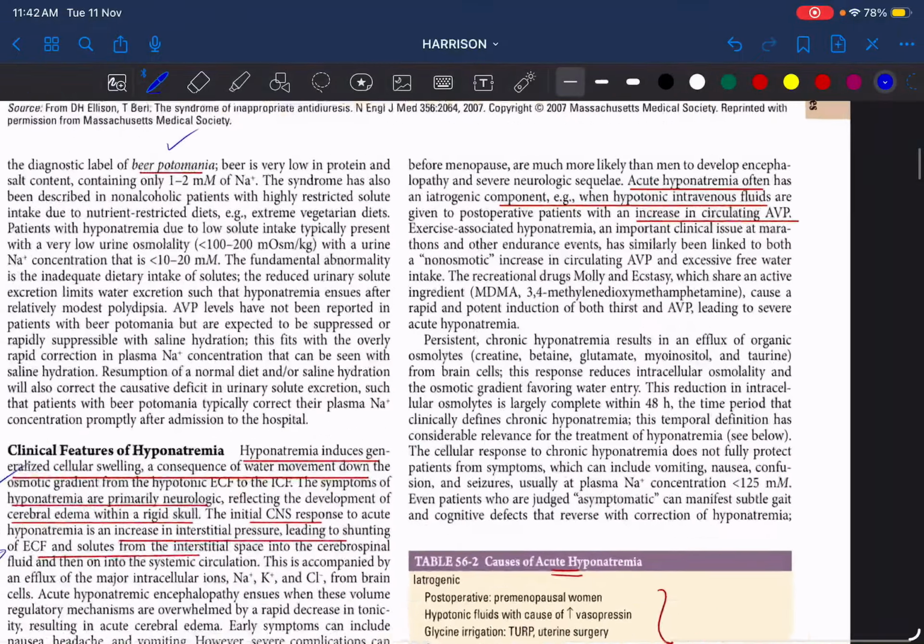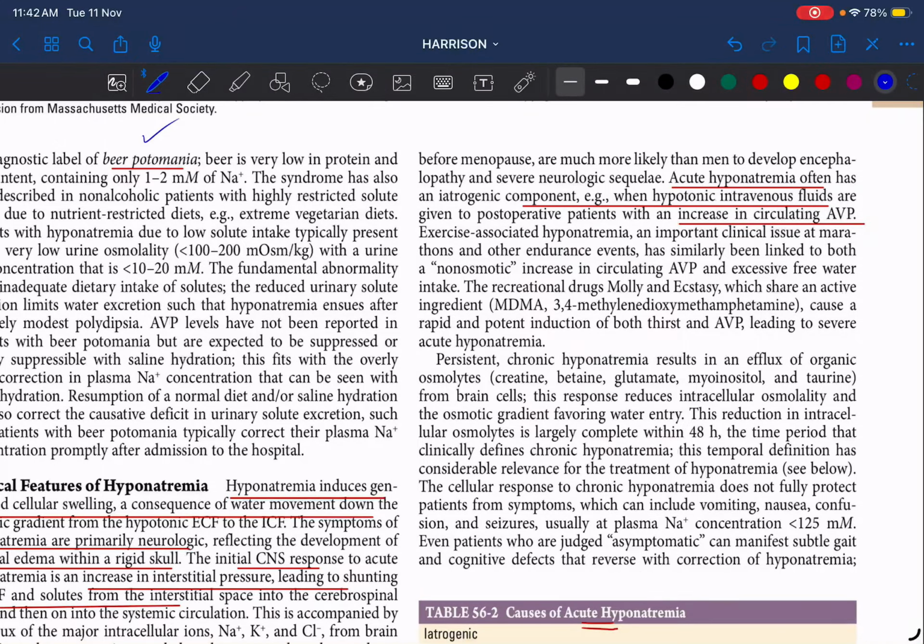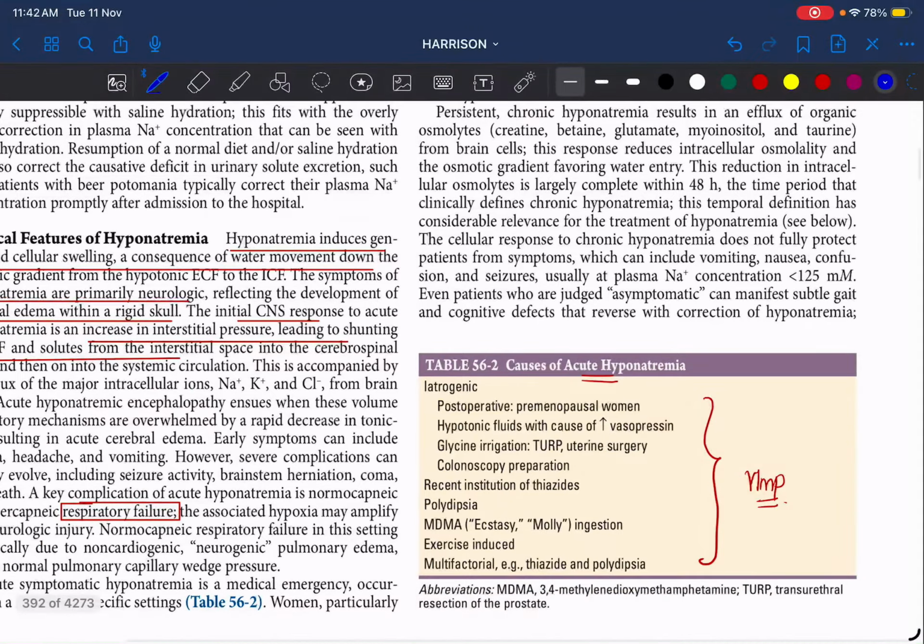Remember, hyponatremia may be either acute or chronic. Most cases are chronic hyponatremia. For example, SIADH, glucocorticoid deficiency, and renal failure all cause chronic hyponatremia. Acute hyponatremia usually has an iatrogenic component: when we give more hypotonic IV fluids to a post-operative patient, it causes an increase in circulating arginine vasopressin, which in itself causes hyponatremia. Remember, the treatment of choice in acute hyponatremia is always 3% hypertonic saline.